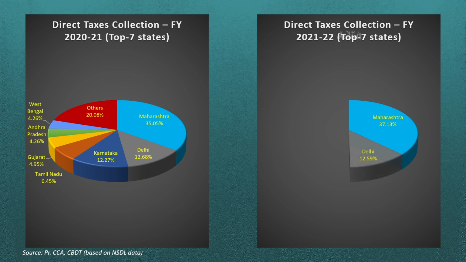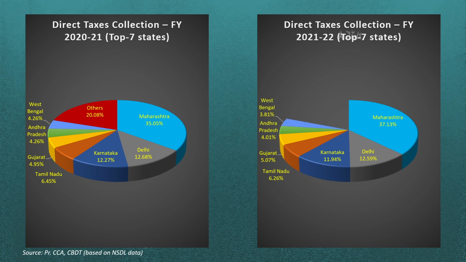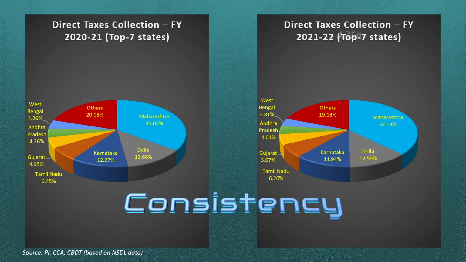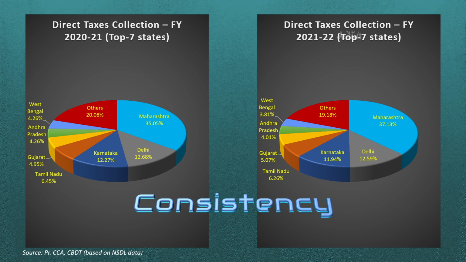Then second we have Delhi at 12.59%, Karnataka 11.94%, fourth Tamil Nadu 6.26%, then we have Gujarat at 5.07%, followed by Andhra Pradesh 4.01% and West Bengal 3.81%. And the rest 19% comes from other states and union territories. As we can observe from this comparison, these 7 states are pretty consistent when it comes to tax collection.